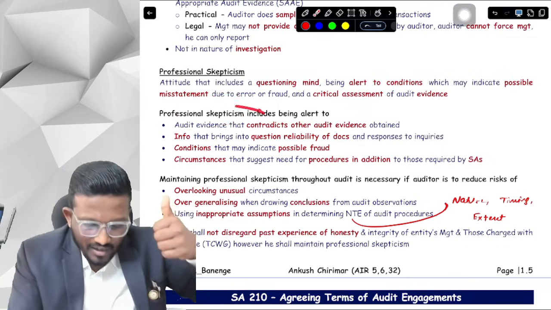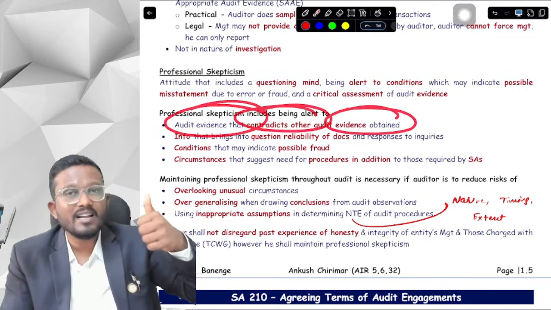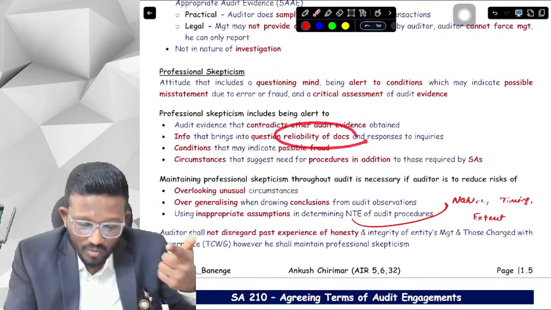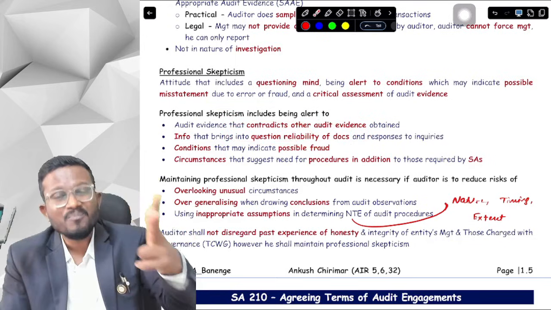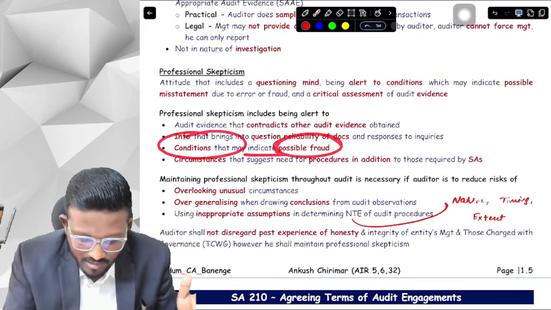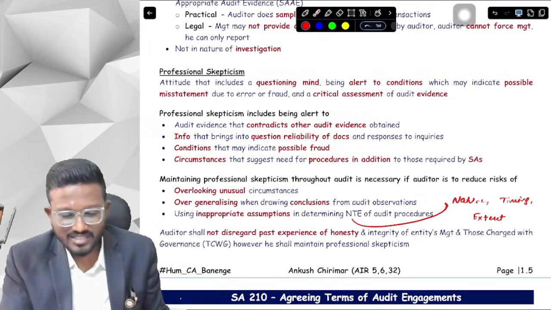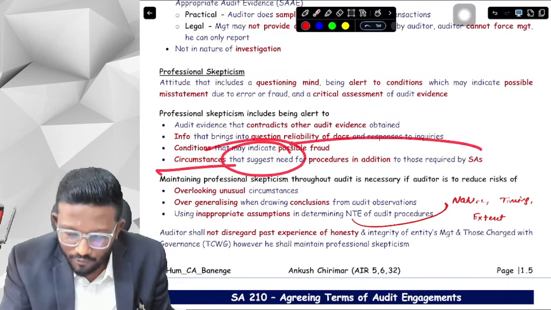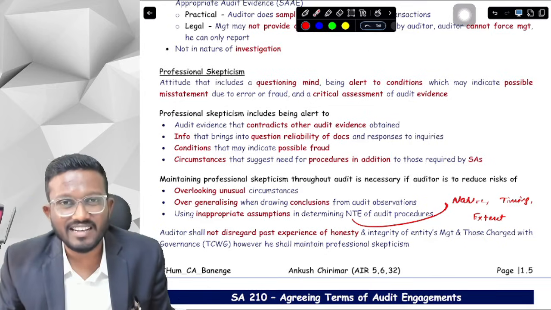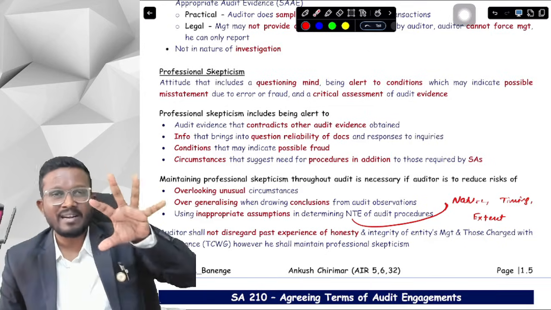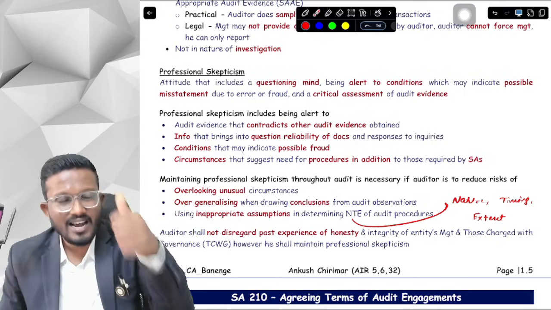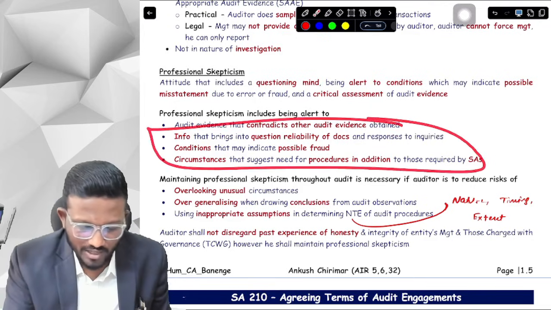First of all, audit evidence that contradicts other audit evidence. Secondly, information that makes you think the reliability of documents is questionable. And third, conditions that may indicate possible fraud. And fourth, any circumstances which may suggest that you need to perform procedures in addition to those required by the standards. Okay, yes sir. So these 4 situations you need to be alert to.